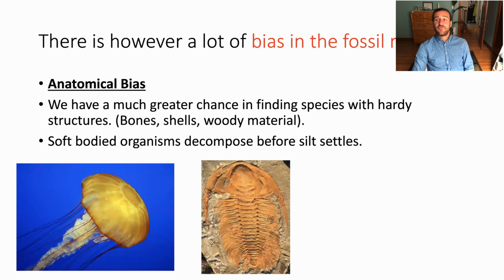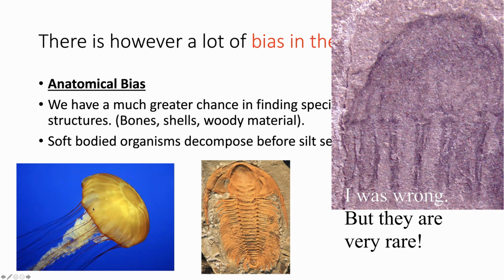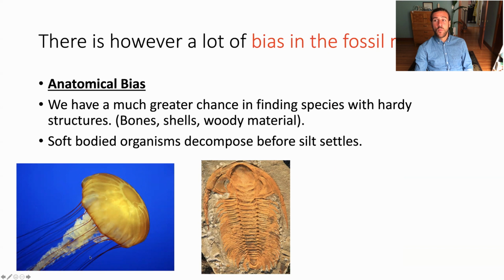There is, however, a lot of bias in the fossil record. Now, there's an anatomical bias. For example, jellyfish have been around far longer than trilobites. Now, trilobites are extinct. Jellyfish are still living to this day, yet I don't think there's a single fossil of a jellyfish, even though there have been orders of magnitude more jellyfish than trilobites. You don't find any in the fossil record, right?